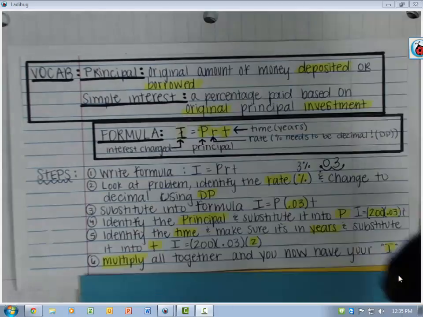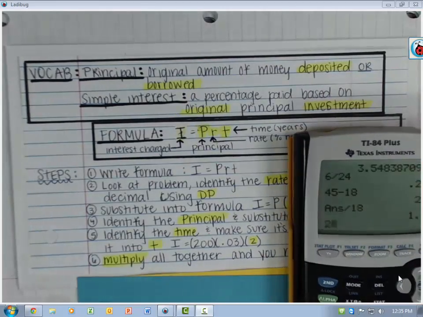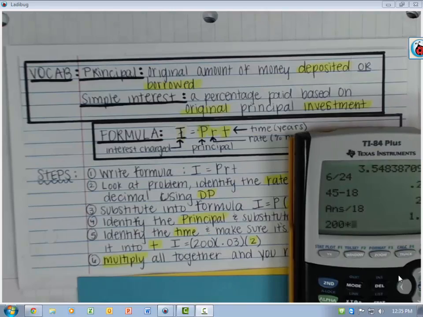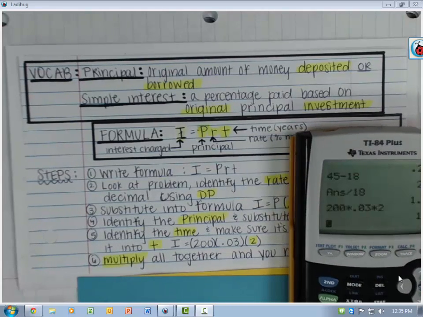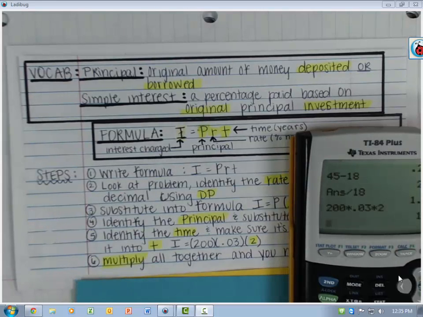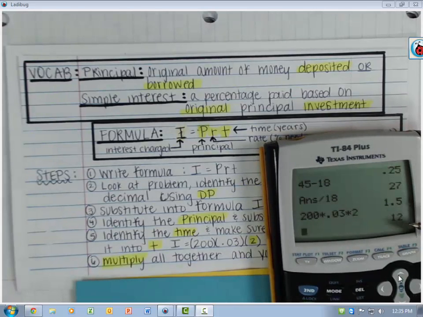So to save you some time, in case you're curious, if you borrowed $200 from the bank at a 3% interest rate for 2 years, they will charge you an extra $12 on top of it. So when you're going to have to pay them back, you're really going to have to pay them back $212 instead of just the $200.